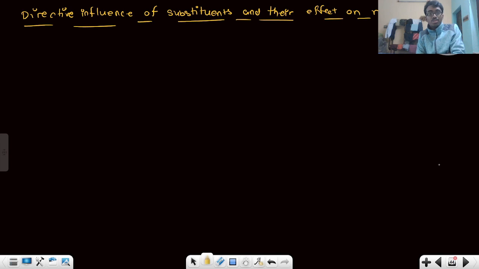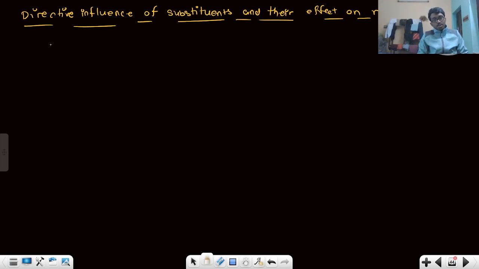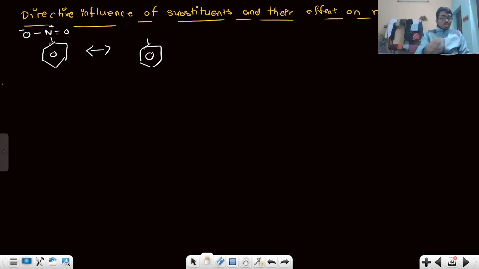So let's understand the reactive influence of substituents and their effect on reactivity. Suppose I have a substituent, let us take nitrobenzene. How does the nitrobenzene look like? N double bond O, plus O minus. Now you know that nitrobenzene can do resonance. Nitrogen has no lone pair to give; nitrobenzene can do resonance, and it will be pulling the electron towards itself.